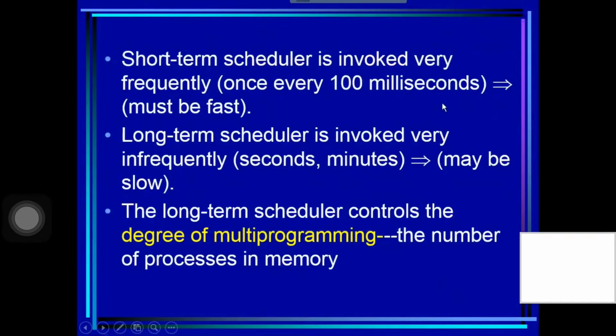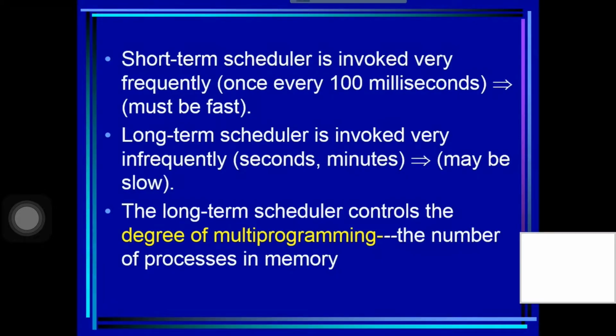The short-term scheduler is invoked very frequently, such as once every 100 milliseconds. So it must be fast. And the long-term scheduler is invoked very infrequently, such as seconds or minutes, so it can be maybe slow. Okay, the long-term scheduler executes much less frequently. Minutes may separate the creation of one new process and the next.